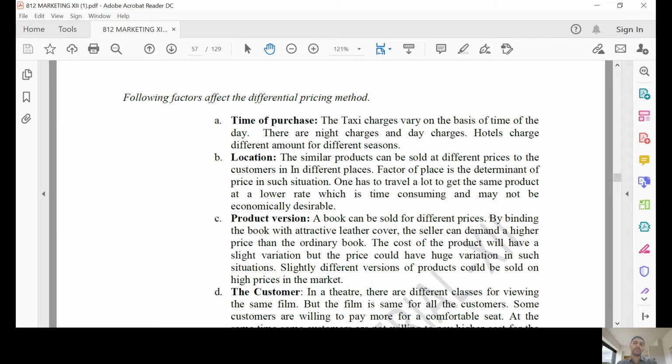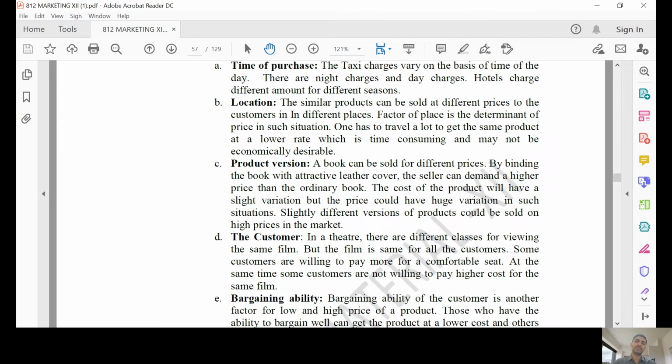Earlier, many people used to take LCD TV from UAE to India because there was no tax. LED LCD TVs are costing less in UAE. So different location, the price is different. Product version. According to different product version, the price will be different. You take Harry Potter, ordinary binding, you will have one price. If that Harry Potter is having a special binding, the price will be more.